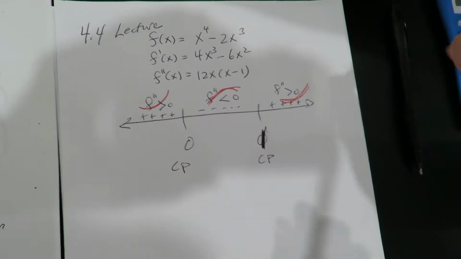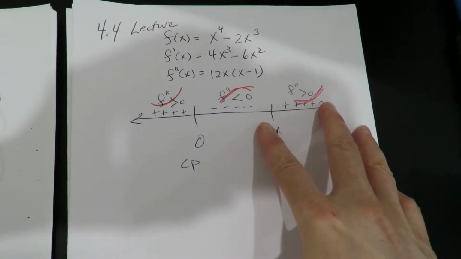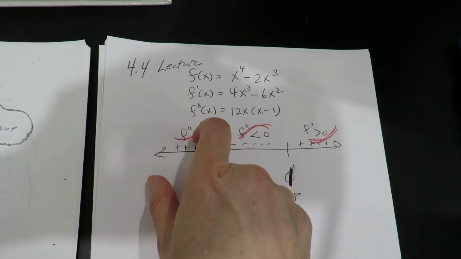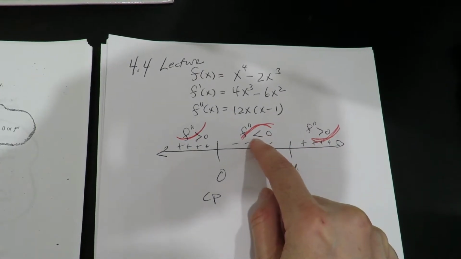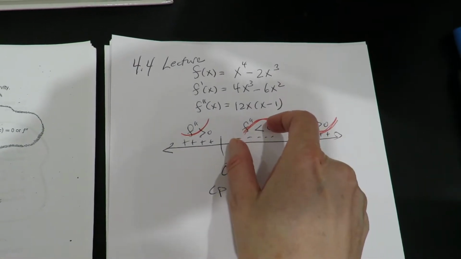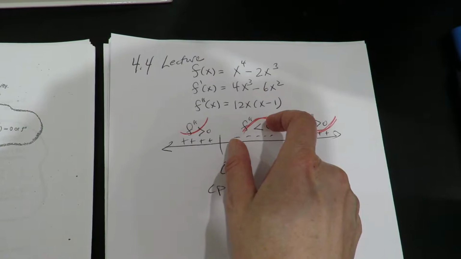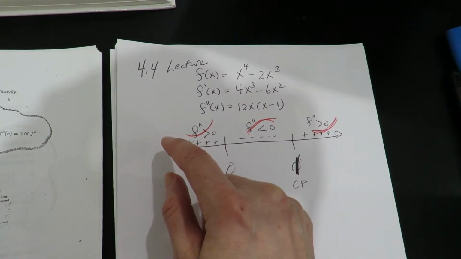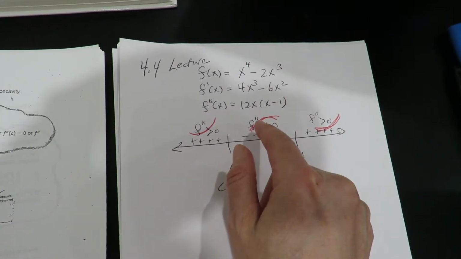Hi Calculus. In the last video I was talking about if the second derivative is positive, that part of the graph is concave up. If the second derivative is negative, that part of the graph is concave down. Now what we're going to talk about is the significance of when the graph changes concavity.